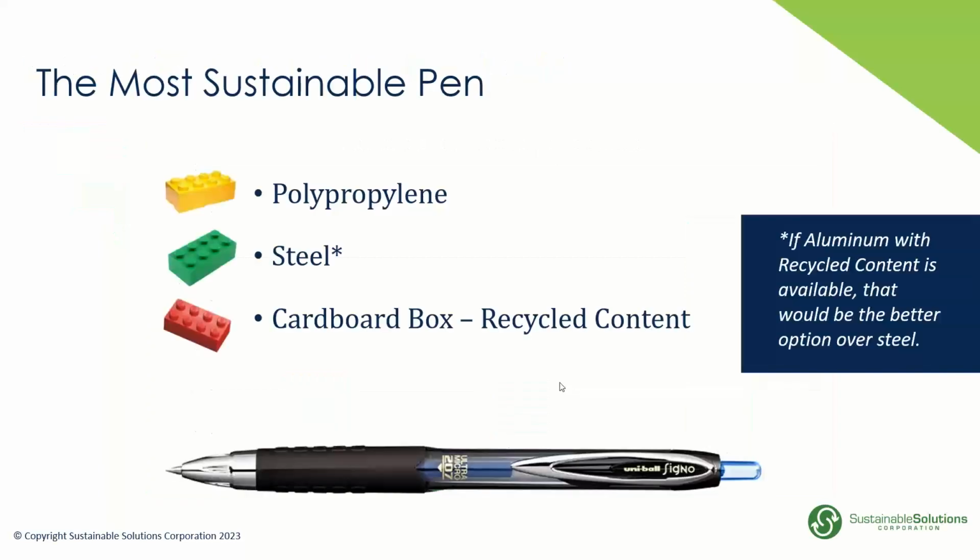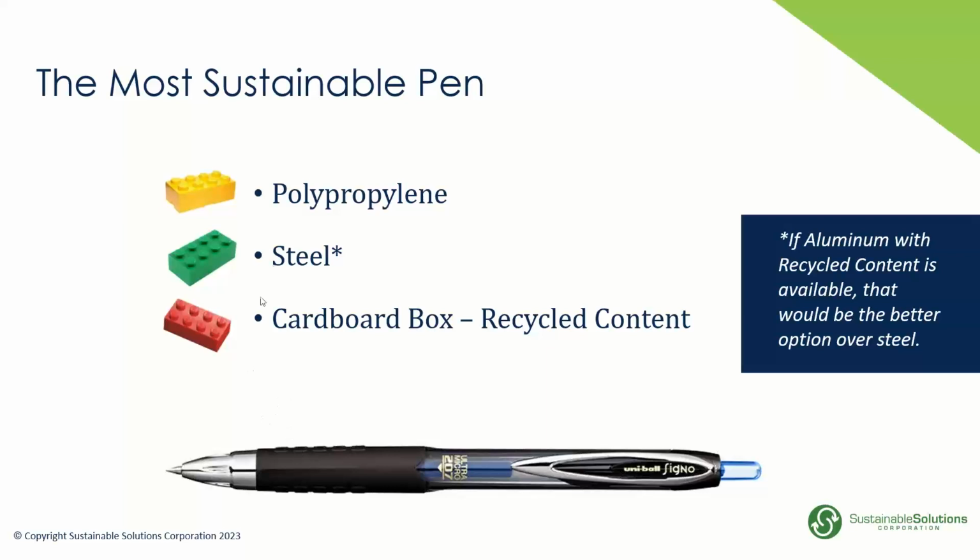So again, the most sustainable pen, if we were going to build it purely based on the exercise here, would have a yellow Lego, a green Lego, and a red Lego. I never make the Legos. Intuitively, people all try to pick the green ones, but we never do the exercise that way. So this is the way this exercise would work. And if you did select aluminum with recycled content, if that was a choice, that would have been the better choice for the metal.